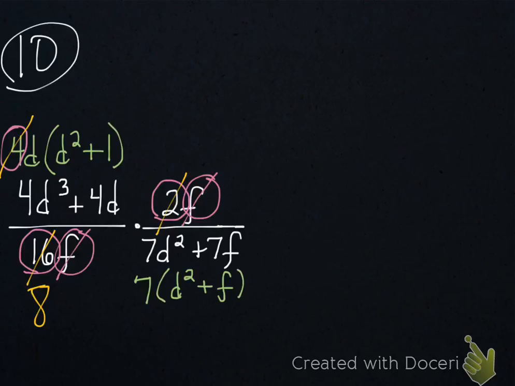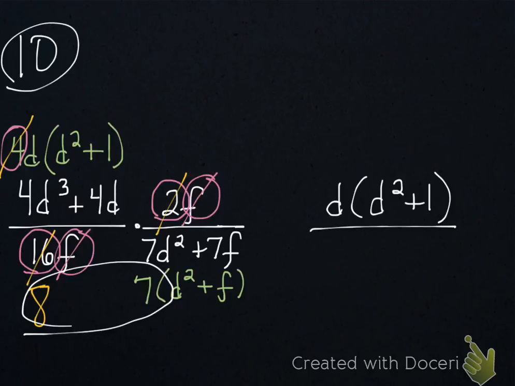Okay, let's write what's left and double check it. In the numerator, I have a d times d squared plus 1. In the denominator, 8 times 7, that gives me 56, times d squared plus f. Did I miss anything? Nope, that's it.